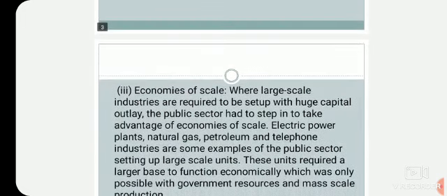The third one is about economies of scale, where large scale industries are required to be set up with huge capital. The public sector had stepped in to take advantage of economies of scale of production. Electric power plants, natural gas, petroleum, and telephone industries are some examples of the public sector setting up large scale units.